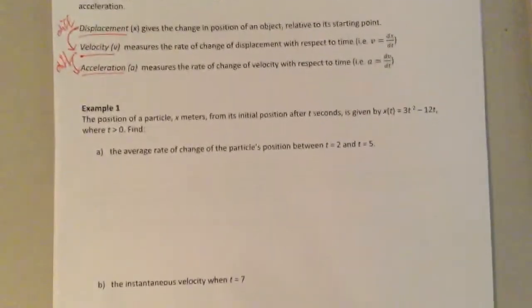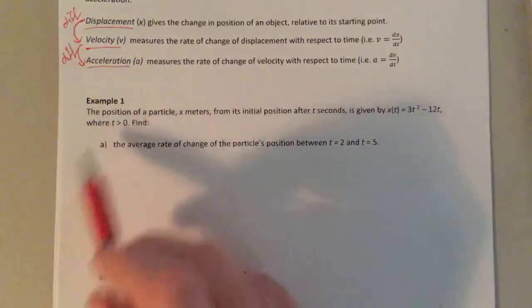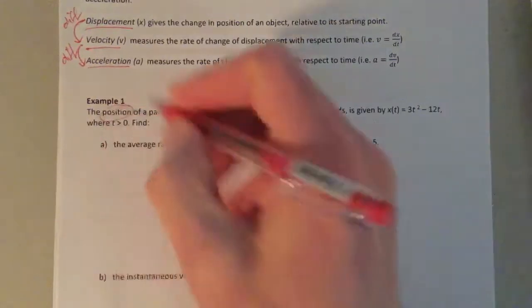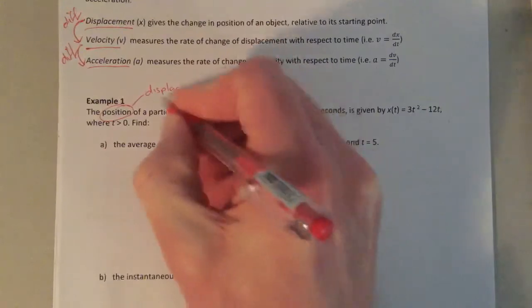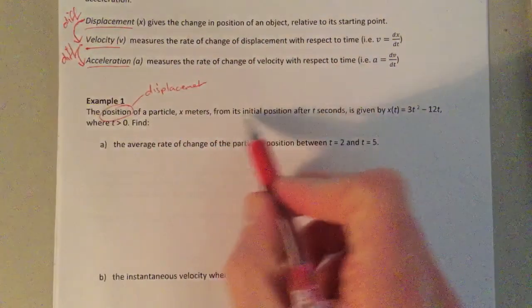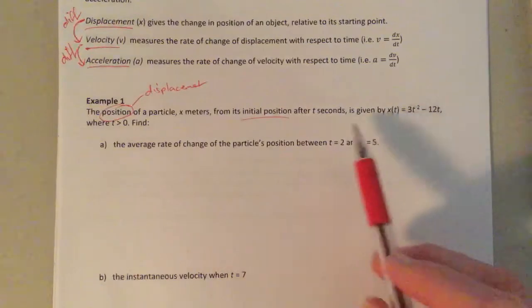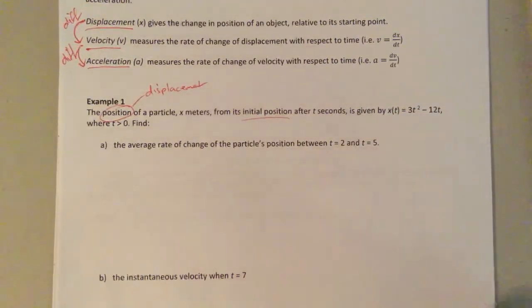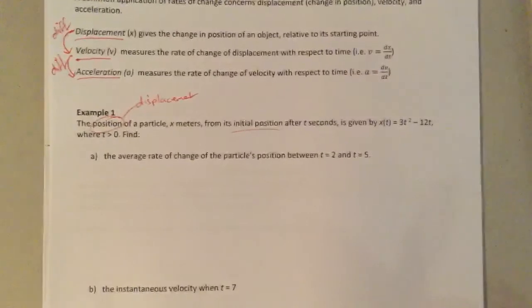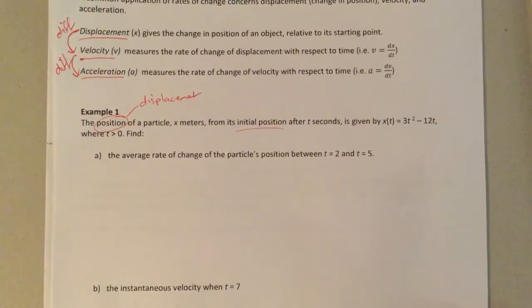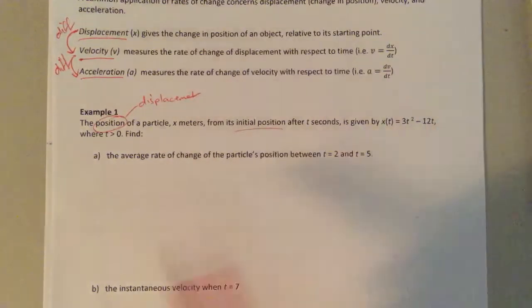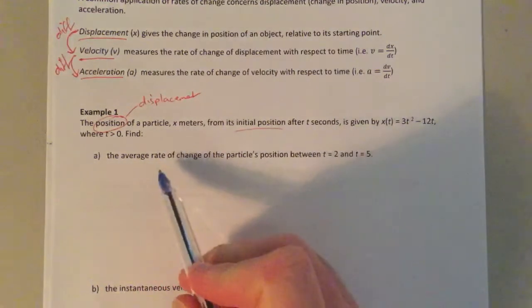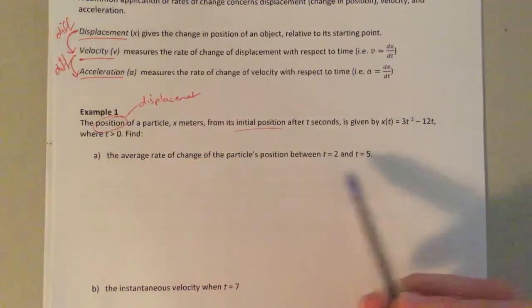In example one here, we've got the position, meaning displacement, because position just means how far away it is from its initial position. After t seconds it is given by this rule, x of t, so x being the position or the displacement and t being time in seconds, x of t equals 3t squared minus 12t, where t is greater than 0. And we're being asked to find the average rate of change of the particle's position between t equals 2 and t equals 5.